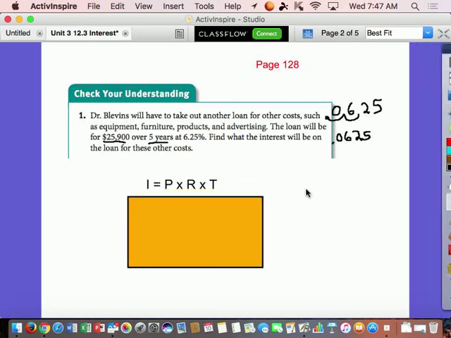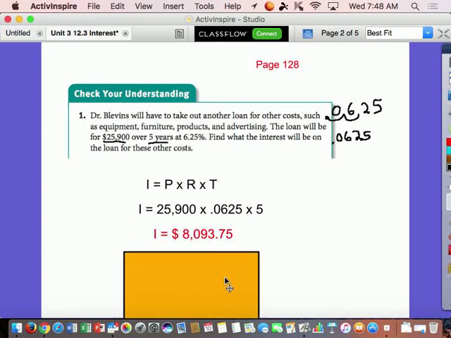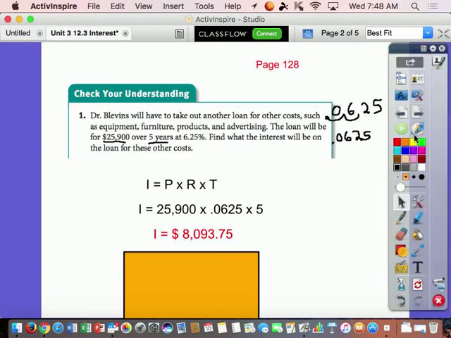So I write down my formula. I equals PRT. I don't know the I, right? I do know the amount I'm borrowing, $25,000. I've converted my percent to a decimal, and my time is 5 years. Type that on the calculator. Bam! The interest on that loan will be $8,093.75. Let's do another one. These are easy, right? I knew you'd be interested.